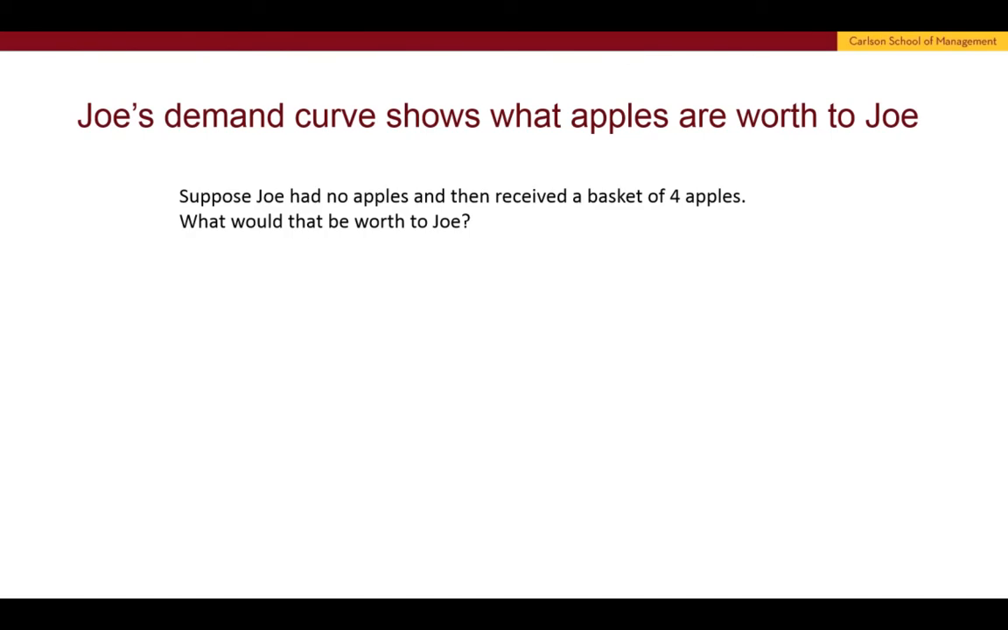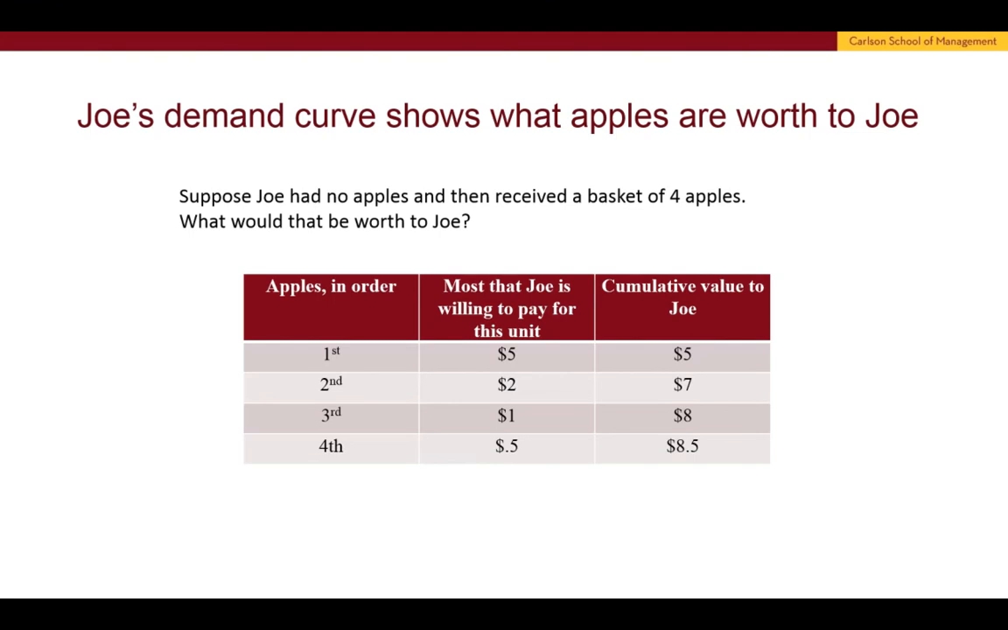We could ask ourselves the following question. Suppose Joe had no apples and then received a basket of 4 apples. What would that be worth to Joe? Well, the first apple would be worth 5, and the second would be worth 2, so the first 2 together would be worth 7. Third apple would be worth 1, and the fourth apple would be worth 50 cents. So if we sum up all those numbers in the middle column, we get to the bottom number in the third column of $8.50. So the question is, what would 4 apples be worth to Joe if he had no apples? The answer is $8.50.